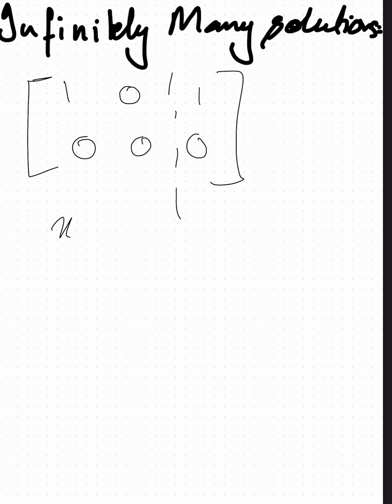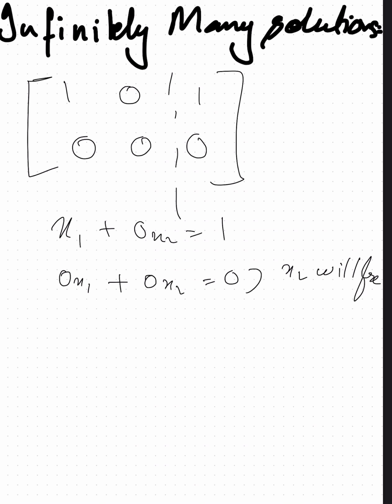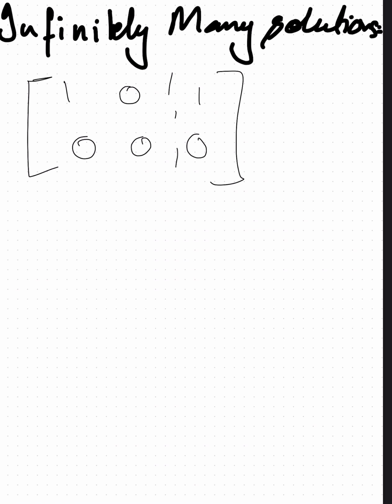Let's do an example. So x1 plus 0x2 will be 1. 0x1 plus 0x2 will be 0. That means x2 will be free. That means if you have all zeros here, the system is consistent and has infinite solutions. I will do a problem on it in the next video, because when you have infinite solutions, you have to write it in a generalized form, which is quite fun, but it needs a video on its own.